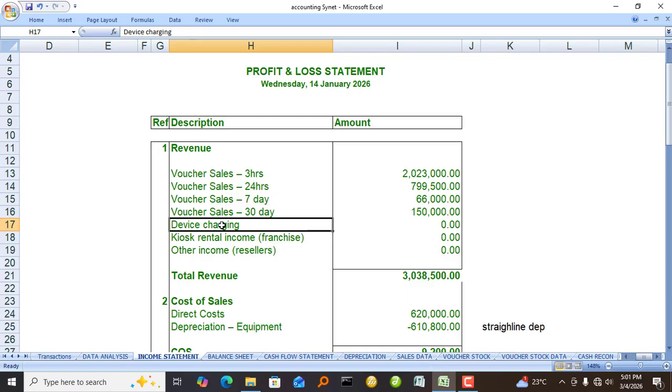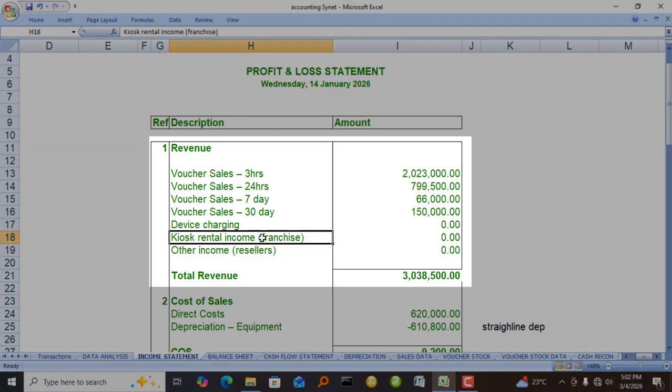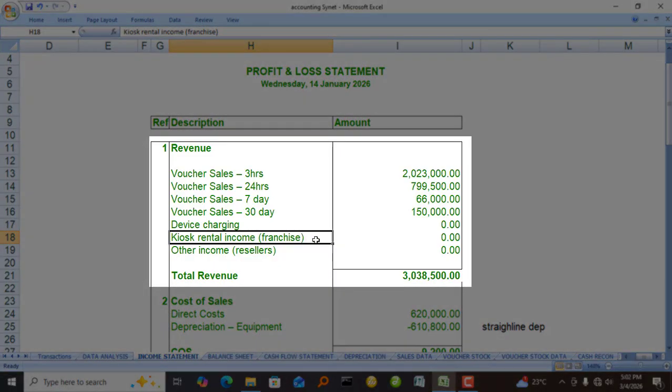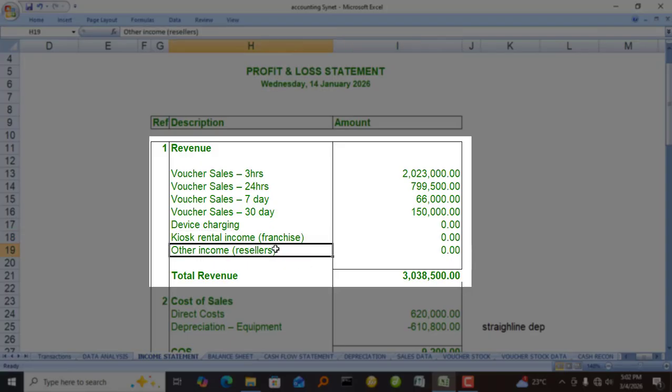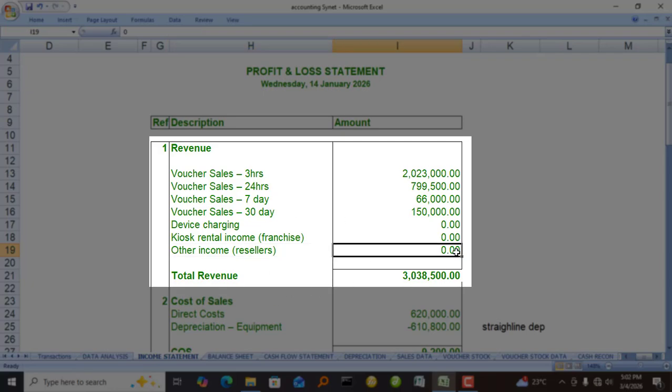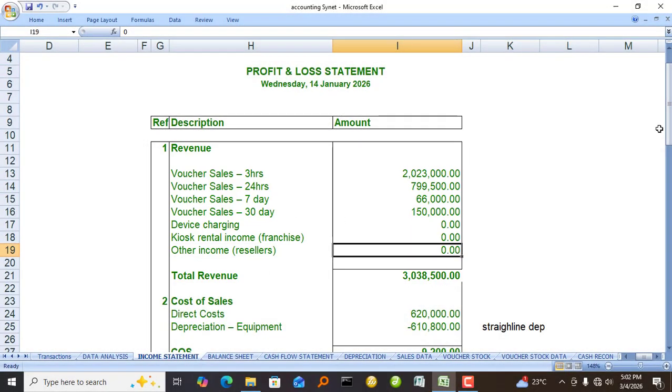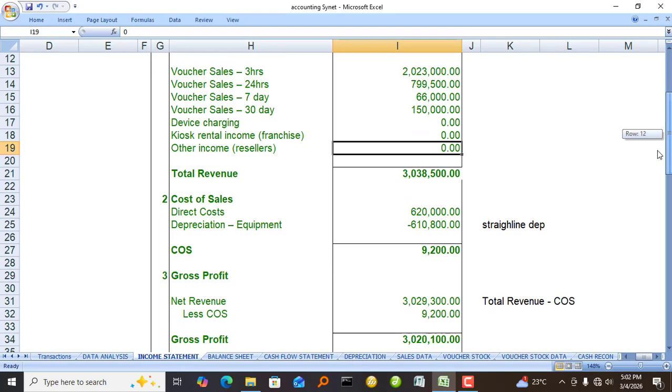So I don't have device charging as a service, I don't have kiosk rental income, I don't have other income from resellers, but these are things that are going to come later. I expect to get a franchise, maybe someone runs the business, we do revenue sharing, and then I'll put some income. Then income from resellers started after this reconciliation was done, so you're not going to see anything here, so it is 0. Maybe on the next accounting.